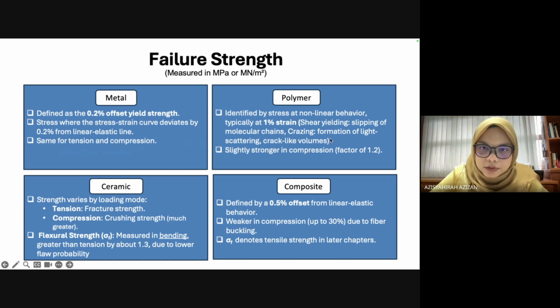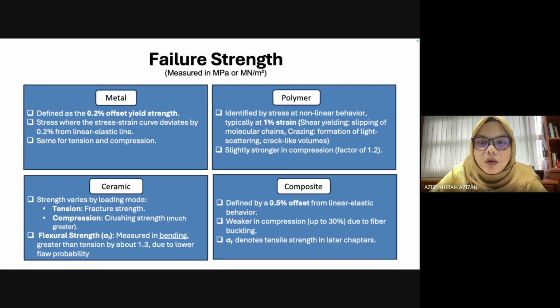How about polymer, like plastics? For polymer, we identify a failure when the material starts to behave strangely. It's a bit more complicated. Usually it's about 1% of strain. This means that after we stretch or compress the plastic a bit, it does not return to its original shape.